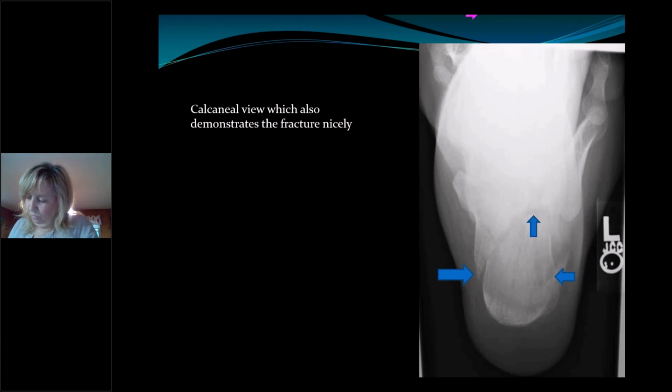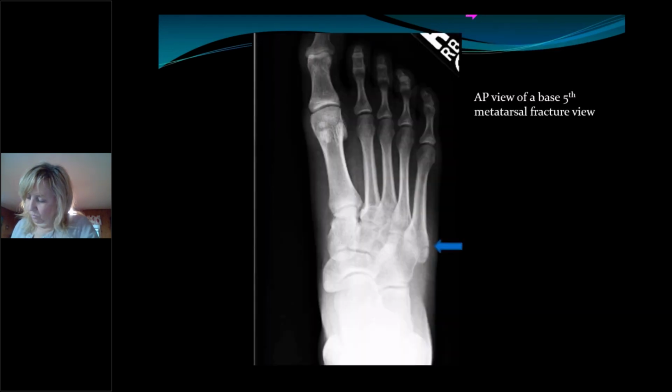So again, on these patients, always make sure you check that thoracolumbar junction to make sure that there's not an occult fracture because of the way that these injuries occur and the degree of energy it takes for these injuries to happen. That's certainly something you've got to be very concerned about. More commonly are base of the fifth metatarsal fractures, also called Jones fractures.